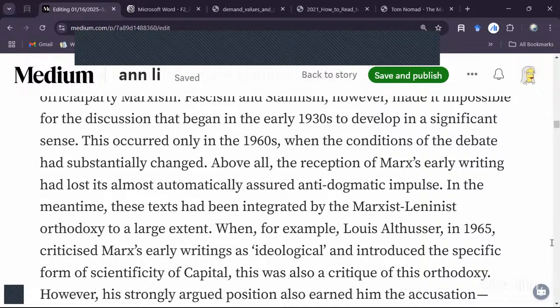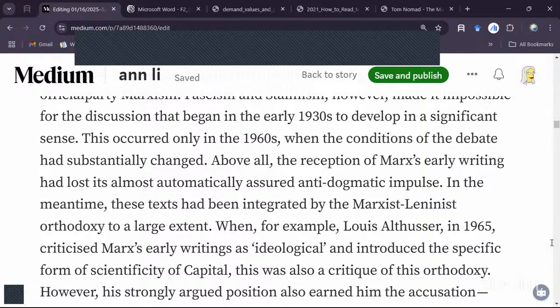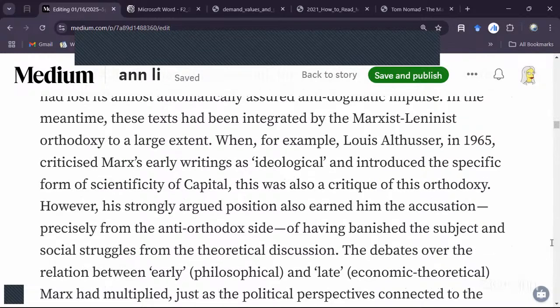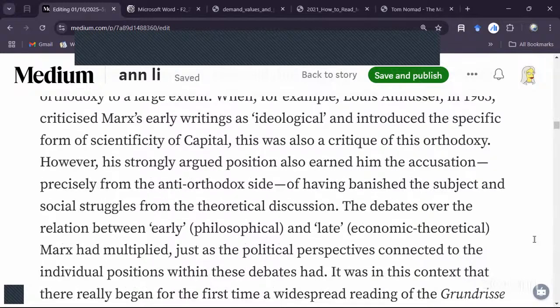When, for example, Louis Althusser in 1965 criticized Marx's early writings as "ideological" and introduced the specific form of scientificity of Capital, this was also a critique of this orthodoxy. However, his strongly argued position also earned him the accusation, precisely from the anti-orthodox side, of having banished the subject and social struggles from the theoretical discussion. The debates over the relation between early philosophical and late economic theoretical Marx had multiplied, just as the political perspectives connected to the individual positions within these debates had.